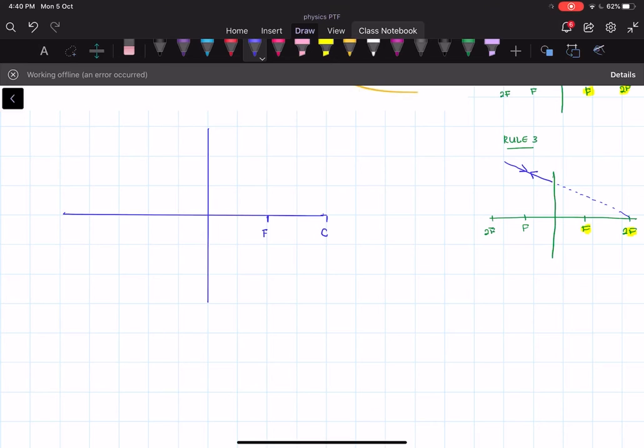Jadi sekarang ni untuk convex mirror ni, position of the object doesn't play much role. Wherever you position the object, ciri-ciri image dia adalah tetap sama. Sebab kenapa? F dengan C adalah pada bahagian belakang. So I'm just going to place my object somewhere here. But as I said, it's not going to make any difference wherever you place your object. Characteristic ataupun ciri-ciri dia adalah tetap sama. So let's see what I'm going to do here.